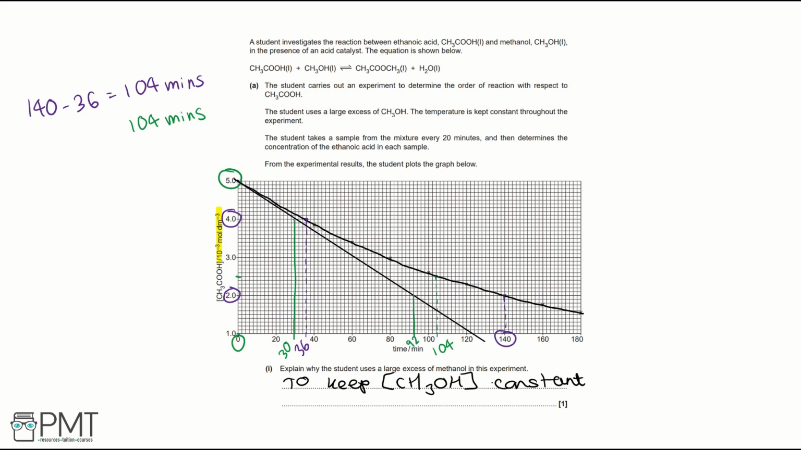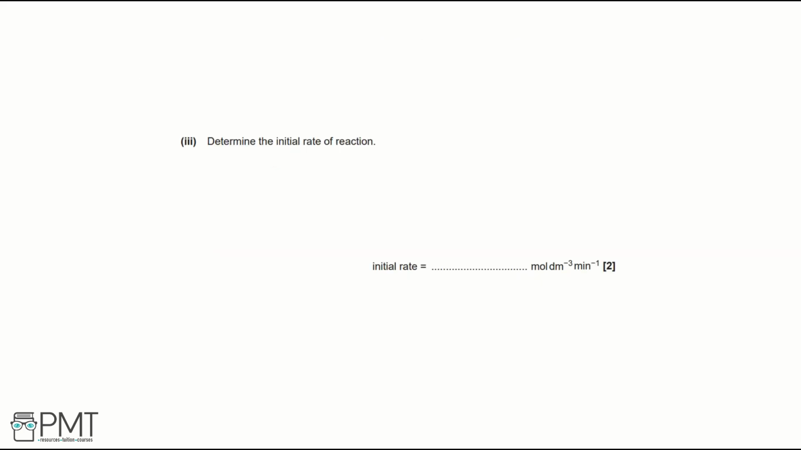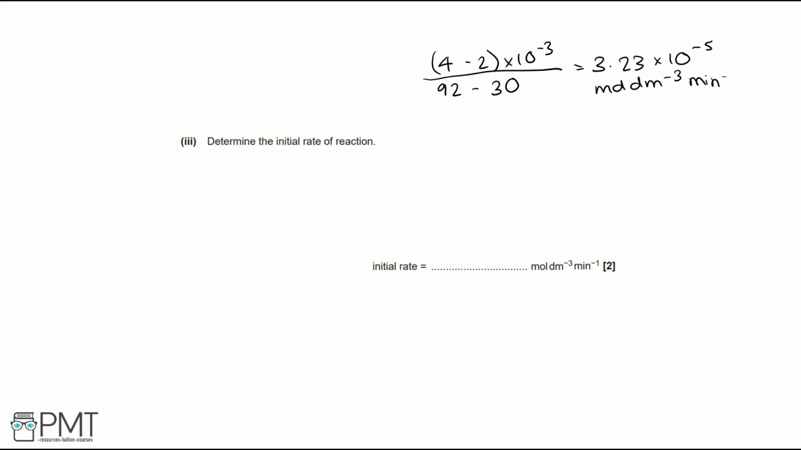So if we work out our gradient, the units on the y-axis are times 10 to the negative 3 moles per decimeter cubed. So our numerator is going to be 4 minus 2 times 10 to the negative 3, then divide by 92 minus 30, which equals 3.23 times 10 to the negative 5 moles per decimeter cubed per minute, which we can write on the answer line, 3.23 times 10 to the negative 5.